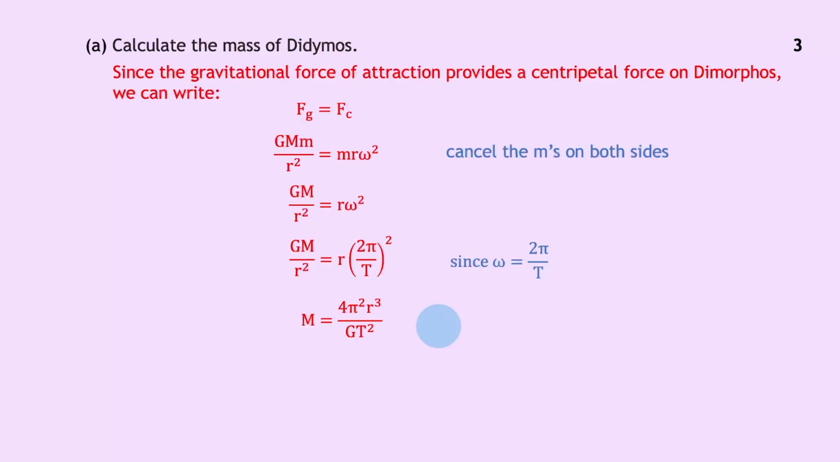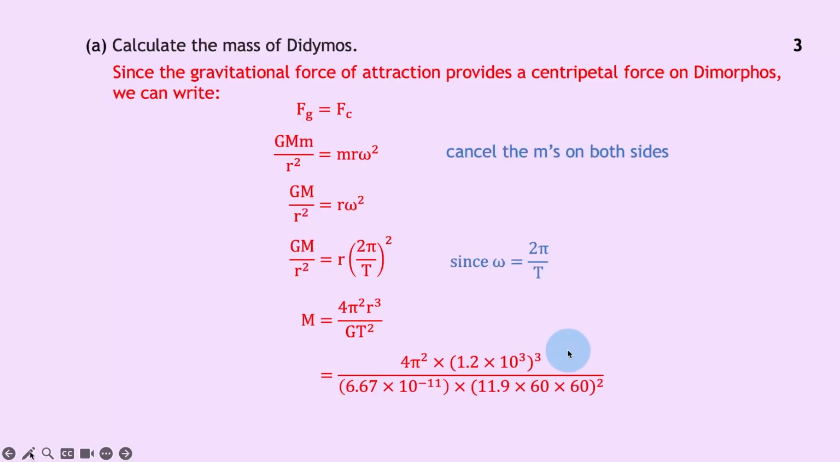And then we're in a position to substitute the numbers in, so we have 4 pi squared times (1.2 times 10 to the 3) cubed divided by 6.67 times 10 to the minus 11, which is our universal constant of gravitation from the datasheet, times (11.9 times 60 times 60) squared, where what we're doing there is converting the period of 11.9 hours into seconds. So you have to do 11.9 times 60 times 60, and that term is squared. So putting that into your calculator should give you an answer for M of 5.6 times 10 to the 11 kilograms.